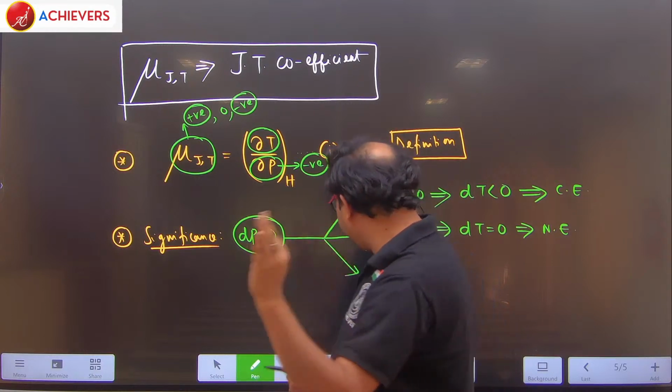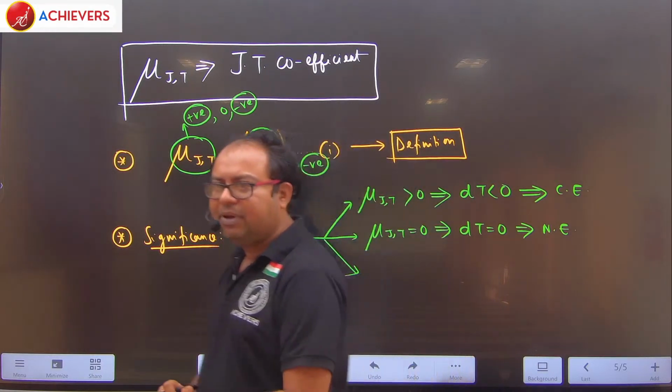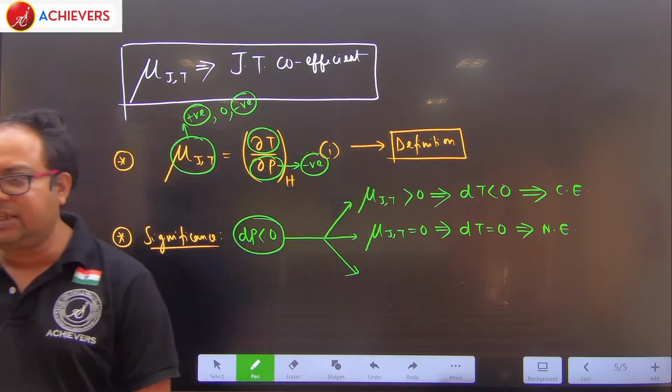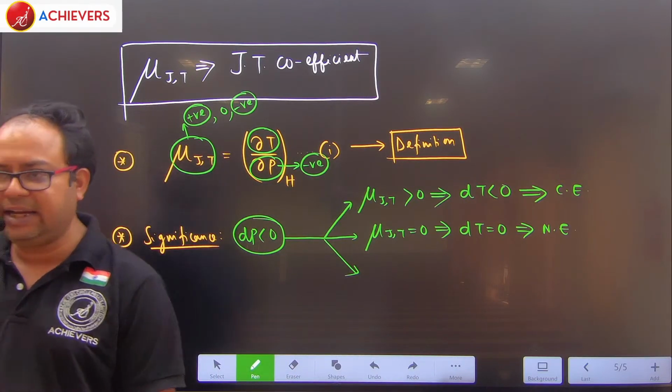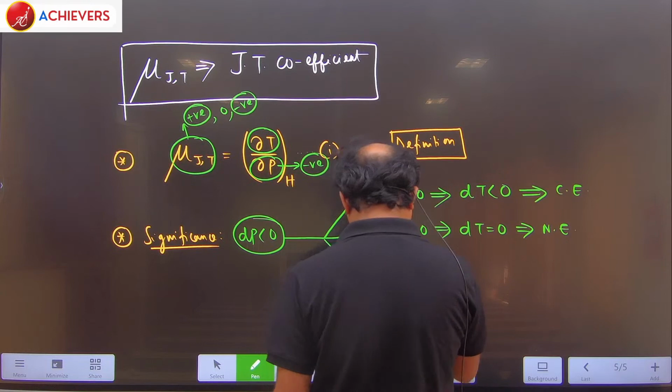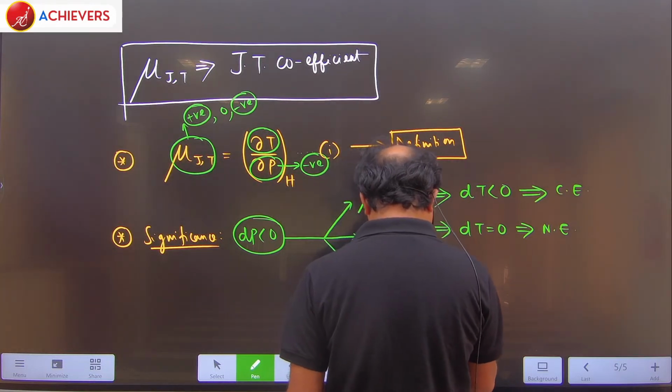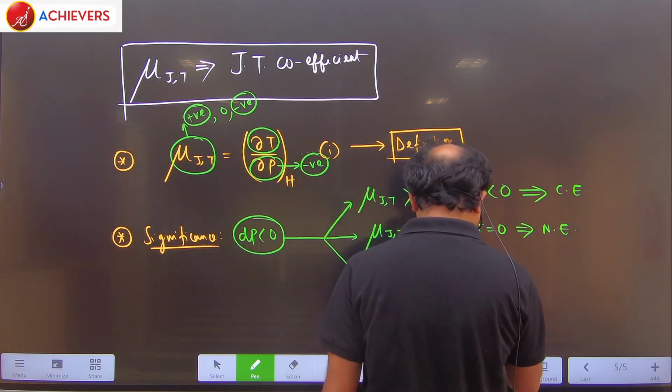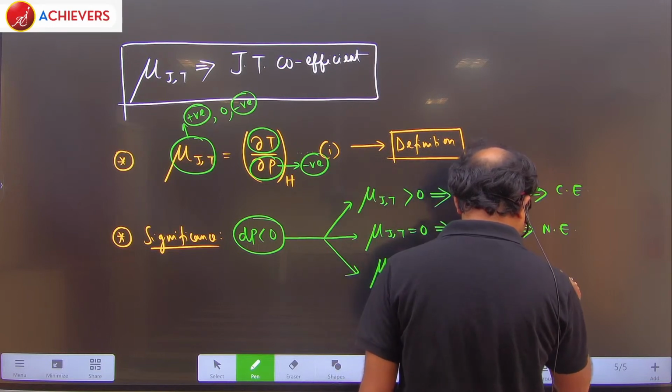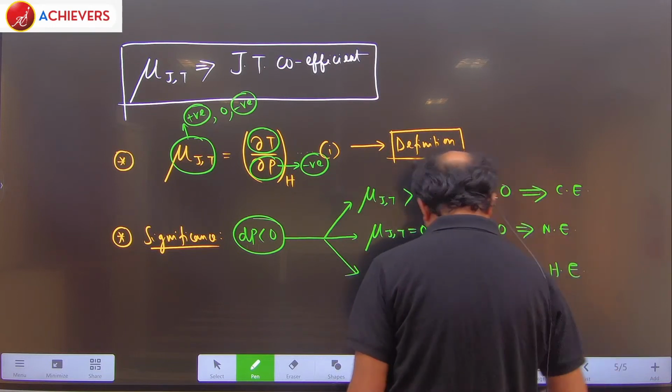So if mu jet is negative, then dt must be positive. That means there must be a heating effect. So if mu jet is negative, dt is positive, that leads to a heating effect.